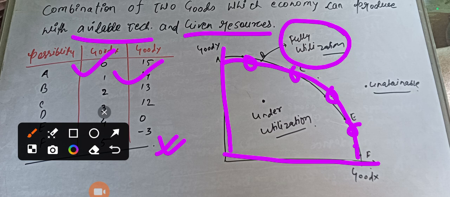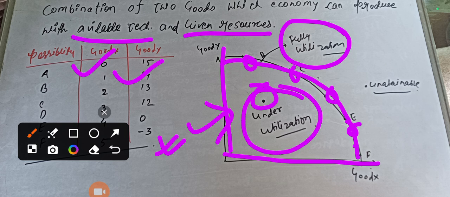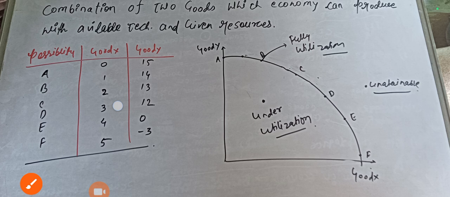So these points are fully utilized points. But if some points are under the curve, then we say that this point is underutilization. That means we are not using the technology and resources that we have completely and fully. This point is an underutilized point, right guys? Hope you are getting what I am trying to say.